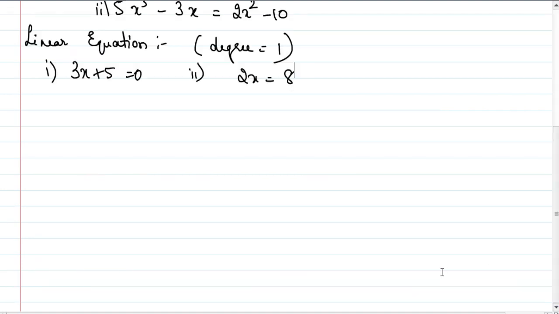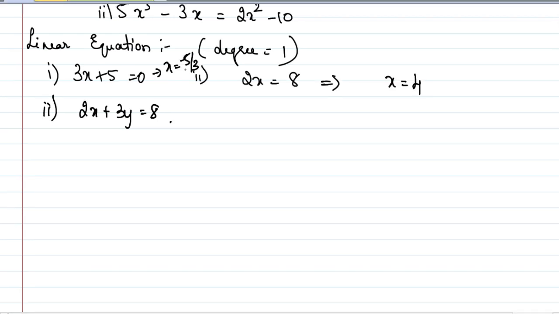So what are linear equations in two variables? If you have two unknowns, 2x plus 3y equals 8. This is a linear equation in two unknown variables. Understood? So a linear equation is one where the highest power for the given variable is 1. We can have a linear equation in one variable, and in more than one variable also. So here the solution is minus 5 by 3. Here the solution is x equals 4.